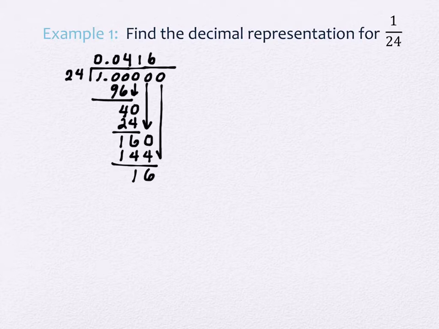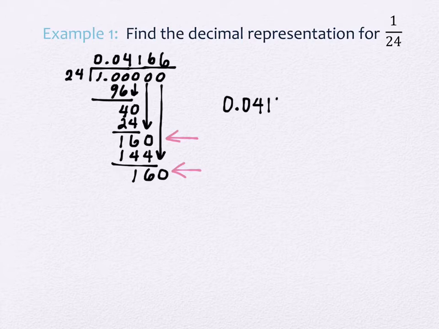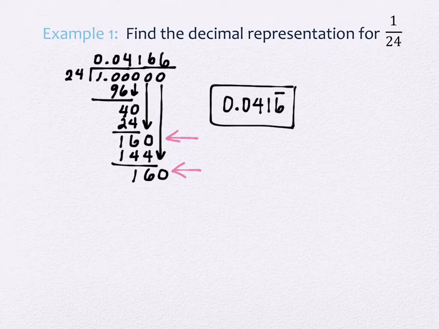So if I were to carry another 0 down, I'd have the same 160 that I had in a previous step. It happens to be the exact previous step, right? So if I did this again, I'd get another 6, and another 6, and another 6. That 6 becomes the repeating part. So when we write our answer out, we're going to write 0.0416, and it's the first time that the repeating part occurs that we list, and then we put the repeating bar above that. So this is our answer.